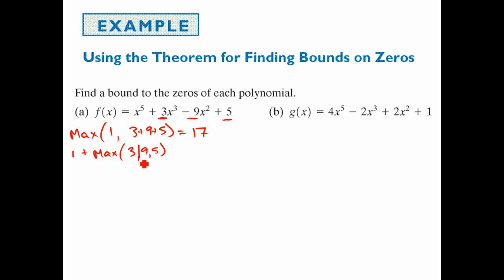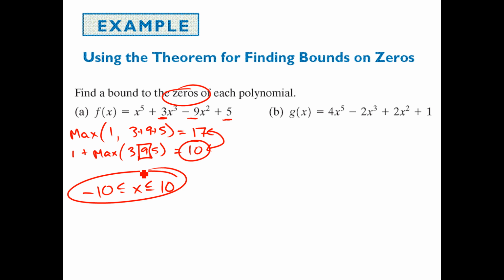So the maximum number in your list is 9. So what's 1 plus 9? 10. Alright, so which one of these two is smaller? 10. So we know that all of the zeros have to occur between negative 10 and 10. Those are the bounds for that polynomial.